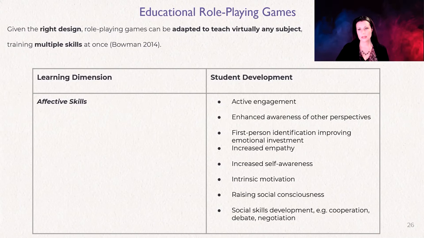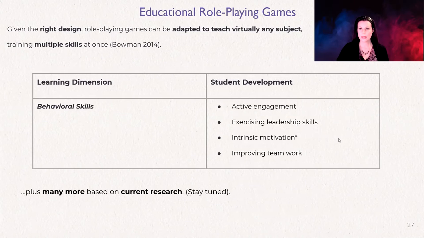And then social skills development, such as cooperation, debate, and negotiation. We're going to talk about that also under behavioral skills. So behavioral skills connects to behaviors that we would like people to engage in. So things that we would like to incentivize. We often call these pro-social activities. Things like exercising leadership skills, intrinsic motivation again, and improving teamwork. And there's a lot more of these to come. I'm actually coding quite a bit of data from experts in the field. And yes, the list will continue, so stay tuned.